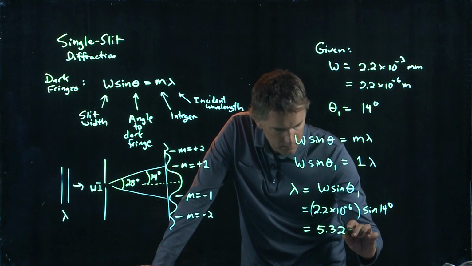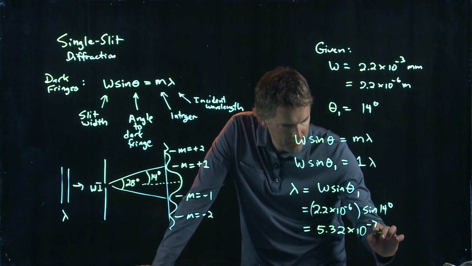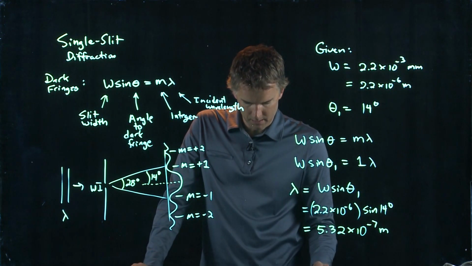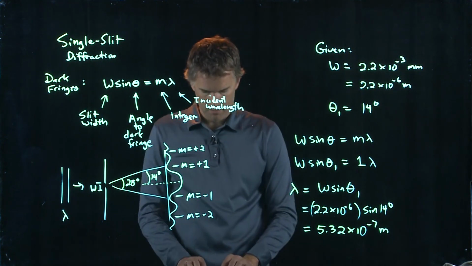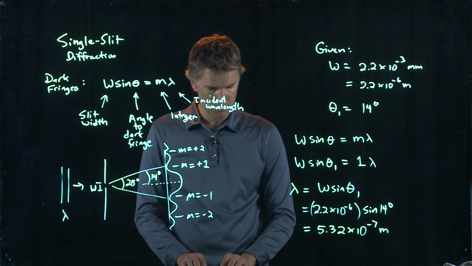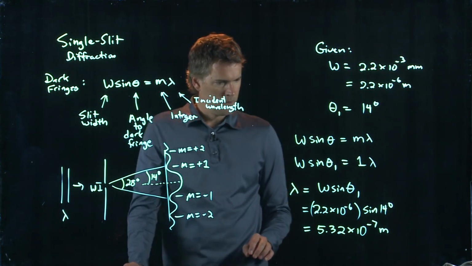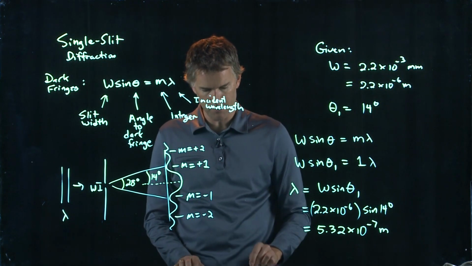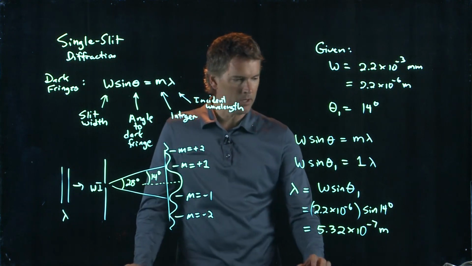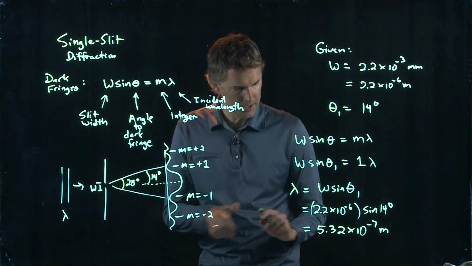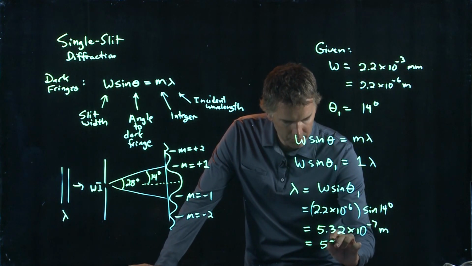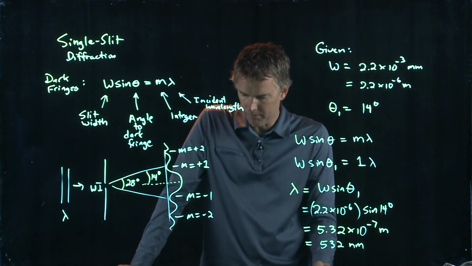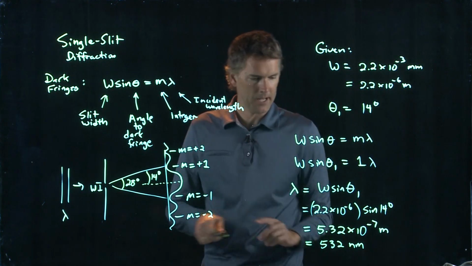5.32 times 10 to the negative 7, and that is meters. That's what I got here on Wolfram Alpha. Let's plug it in and see. 5.32, which is the same as 532 nanometers. So let's try 532 nanometers and see if it'll take that as our answer. And the units are going to be nm, nanometers. And it says correct. We got it right.